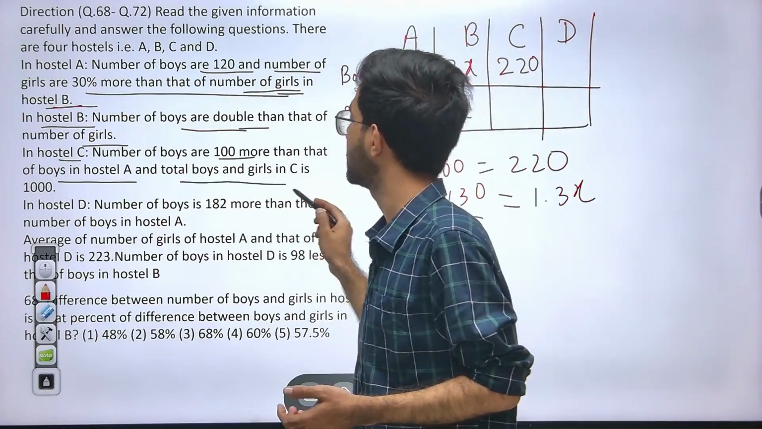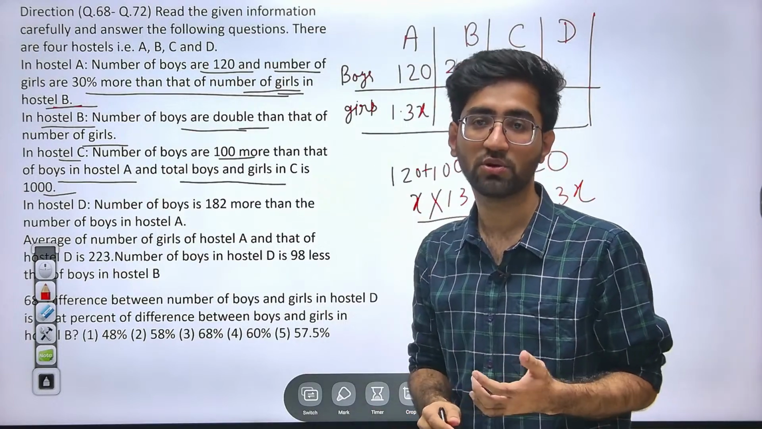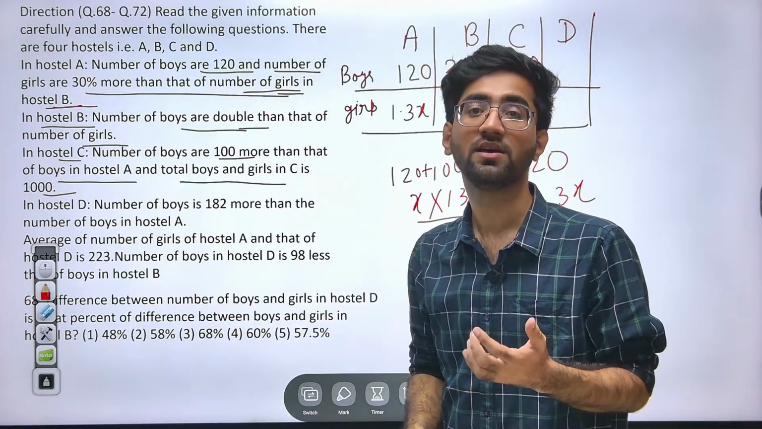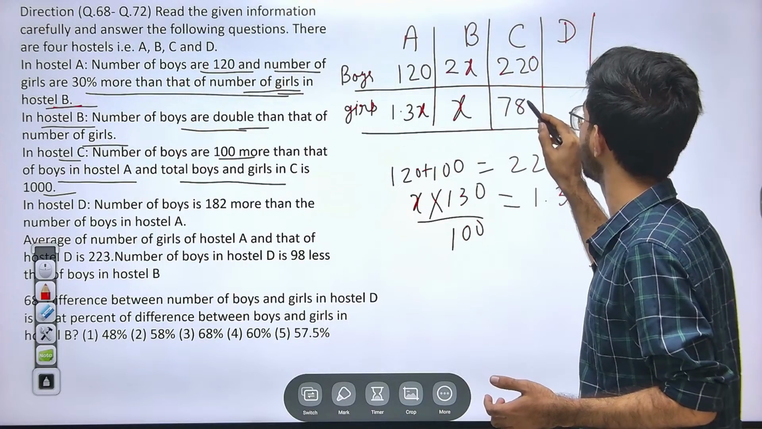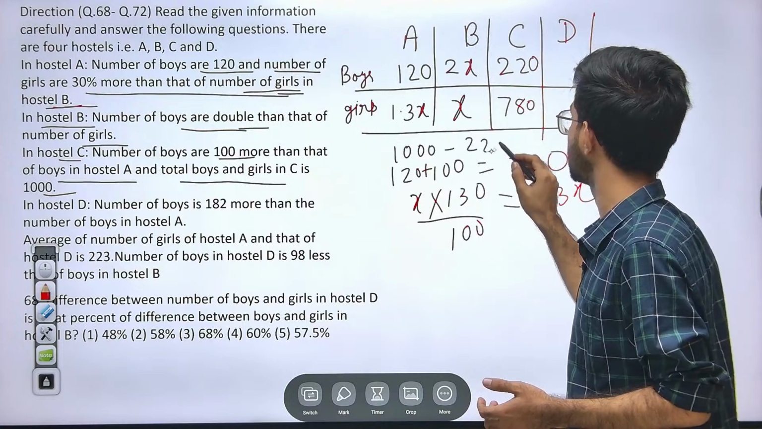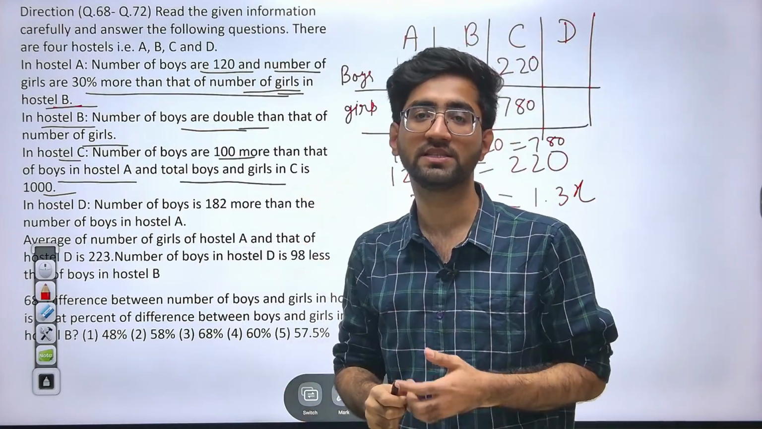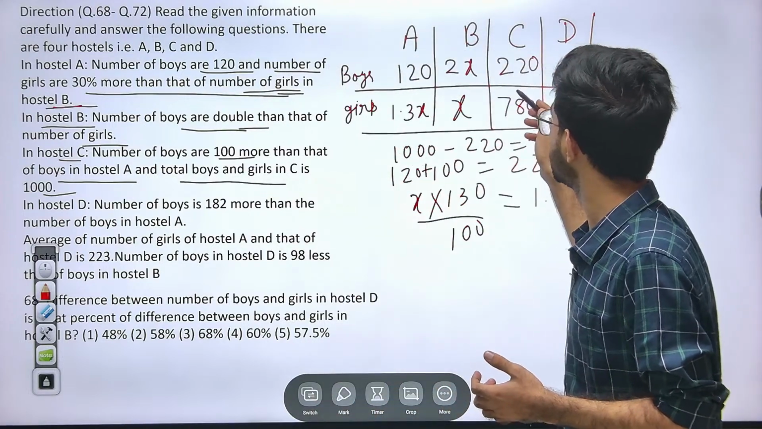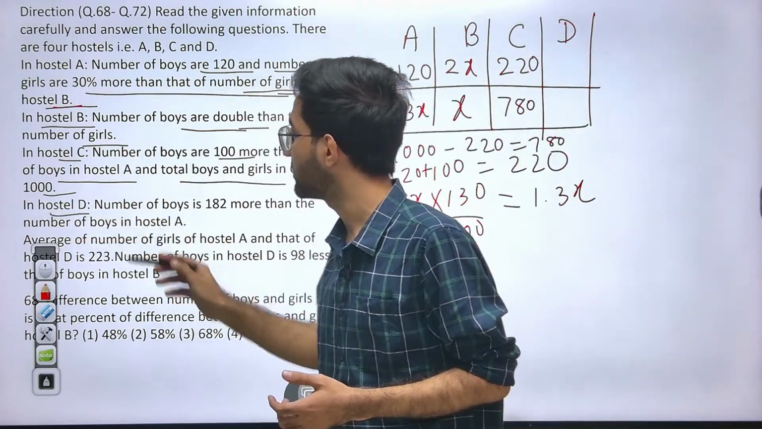Now if you read further, it has been given that in hostel C, total number of boys and girls is 1000, right? And if this value is 220, so basically this value is 780. How did we find this value? Simple. 1000 minus 220, that is equal to 780, because we know that the number of boys and girls in hostel C is 1000. So basically that value is 780.